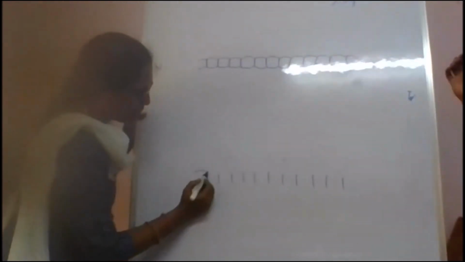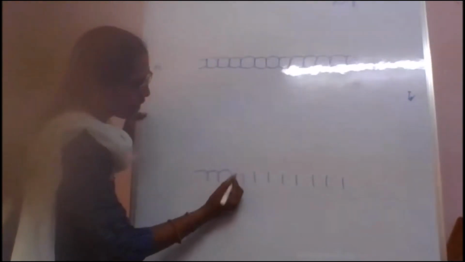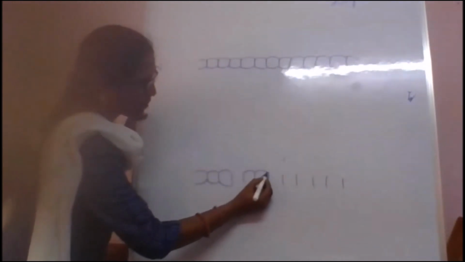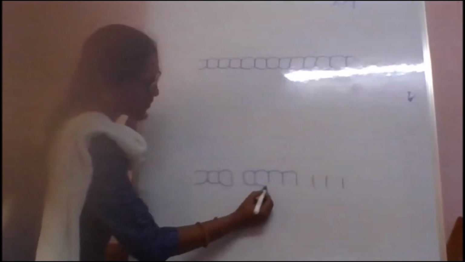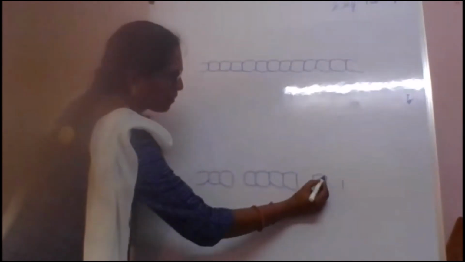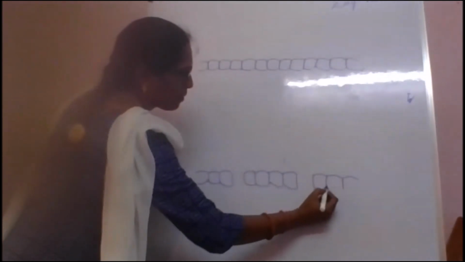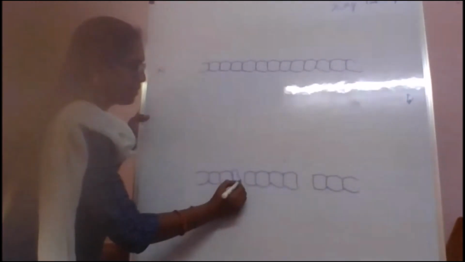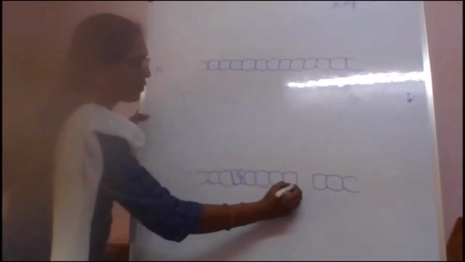So let me draw it. So I am leaving the space. Then here I am drawing the stomata, which is kidney in shape.